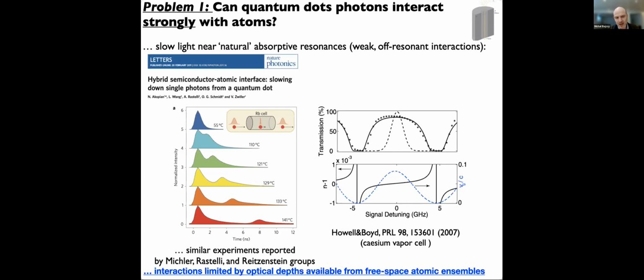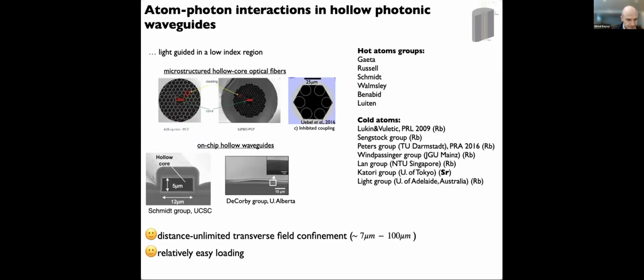However, this would be considered a weak interaction. You are not really doing much to the photon, and we would like to do something more interesting. But what happens in this case, or for the case of room temperature and free space atomic clouds, is that your interaction is limited by the optical depths that are available from these ensembles. So here I would like to point your attention to the somewhat newish technology of hollow core optical waveguides.